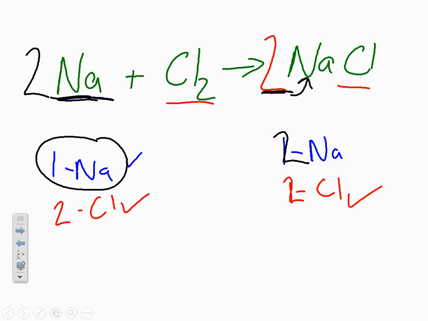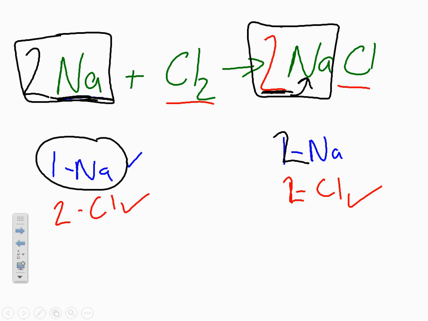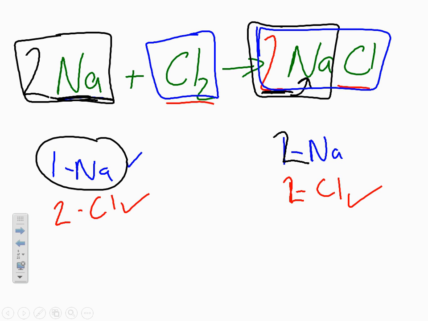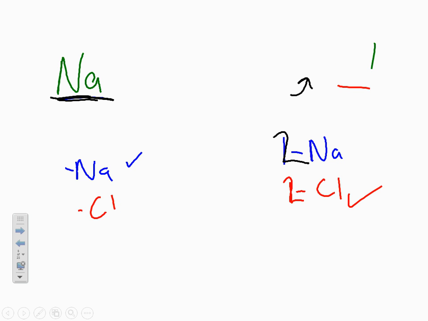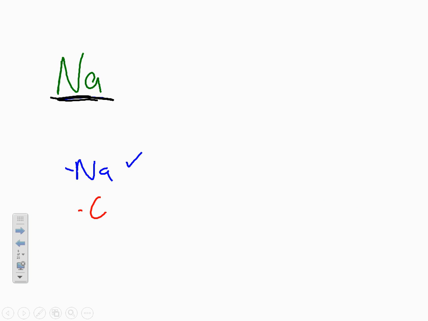So if we go through and make sure that this is balanced, I have 2 Na on the left, and I have 2 Na on the right. We're good. I have 2 Cl on the left, and I have 2 Cl on the right. So that is a balanced equation. That is how you balance equations. You kind of go back and forth to make sure that you have the total number right on each side.